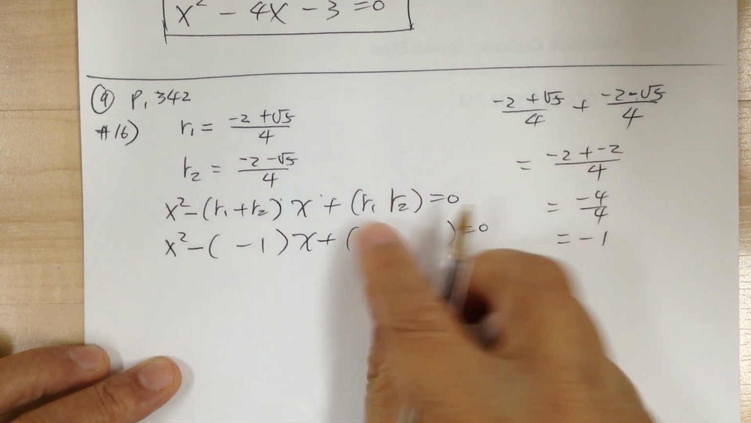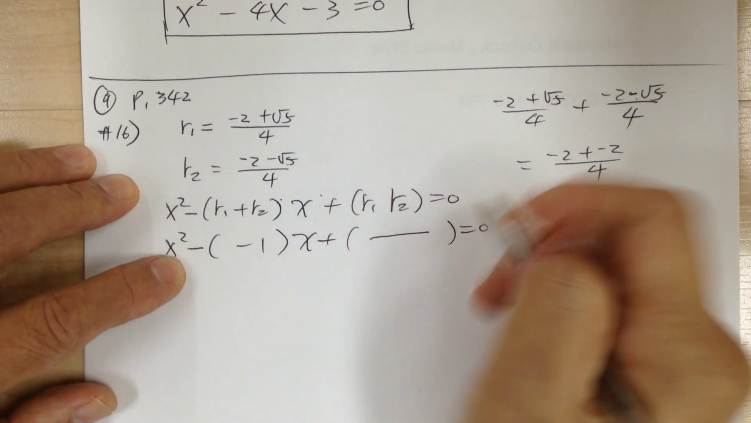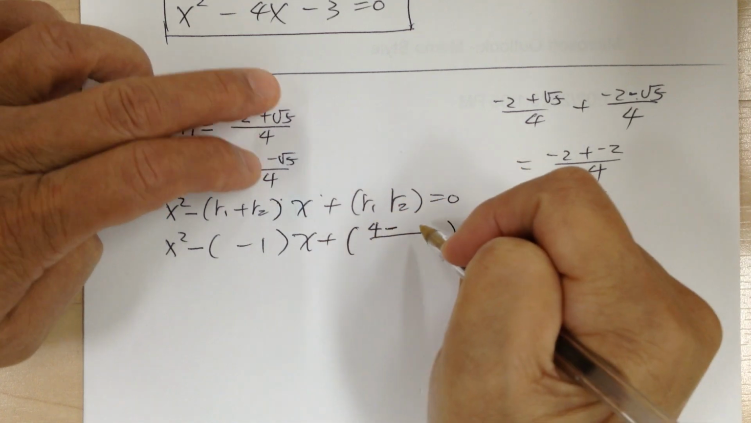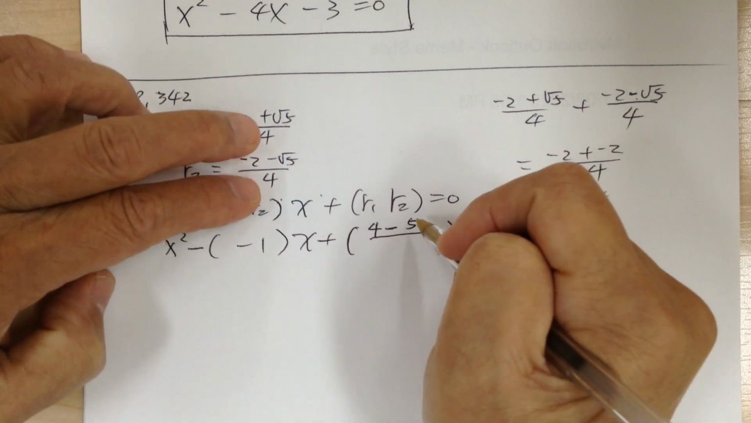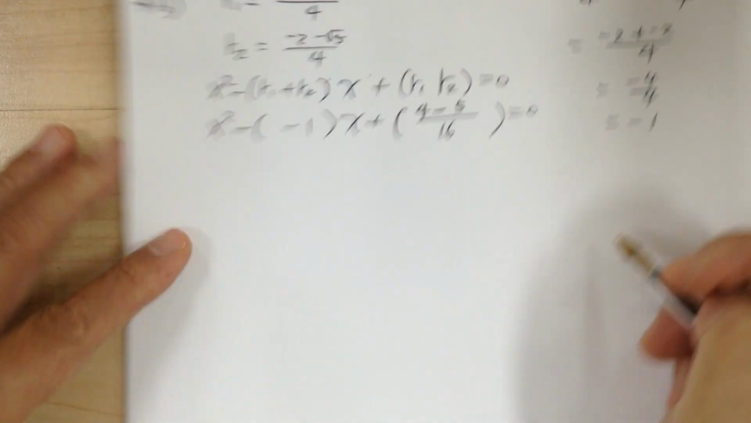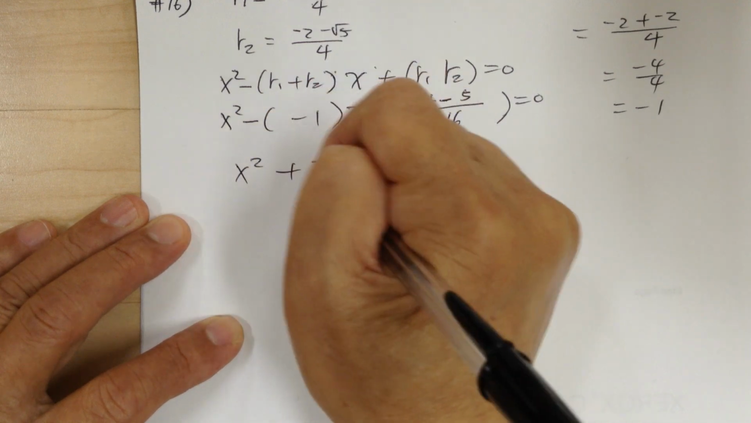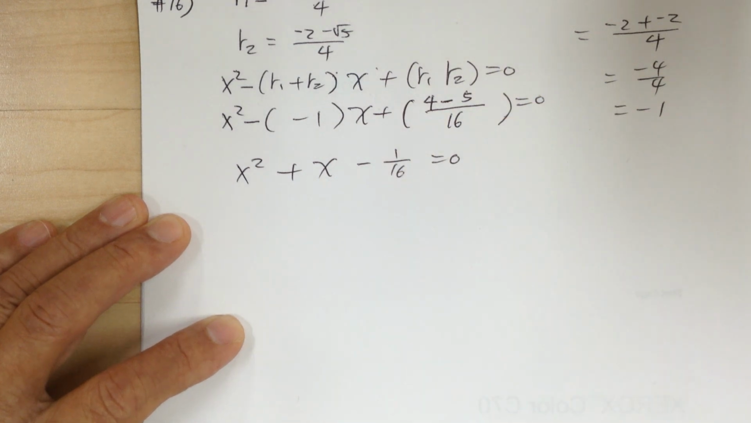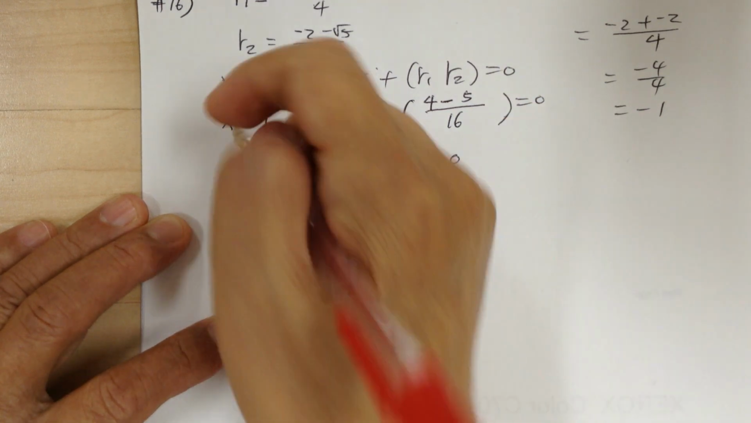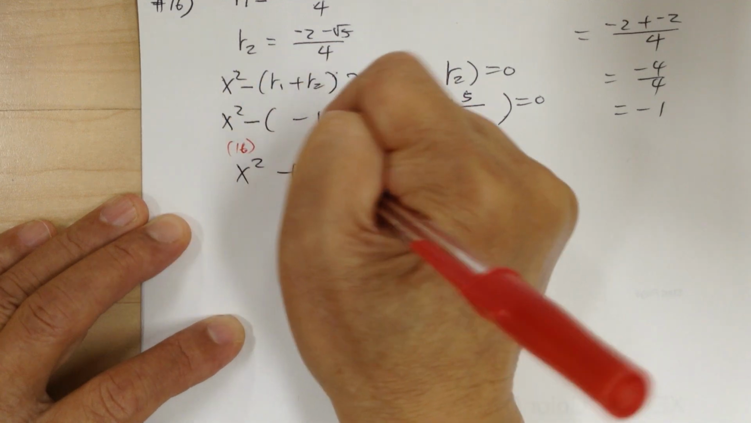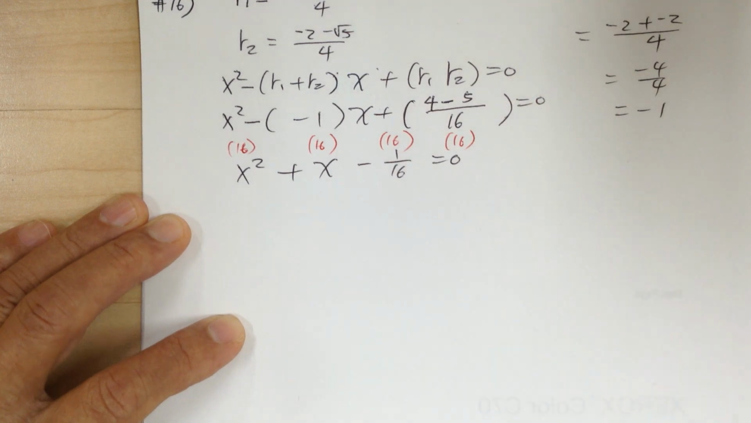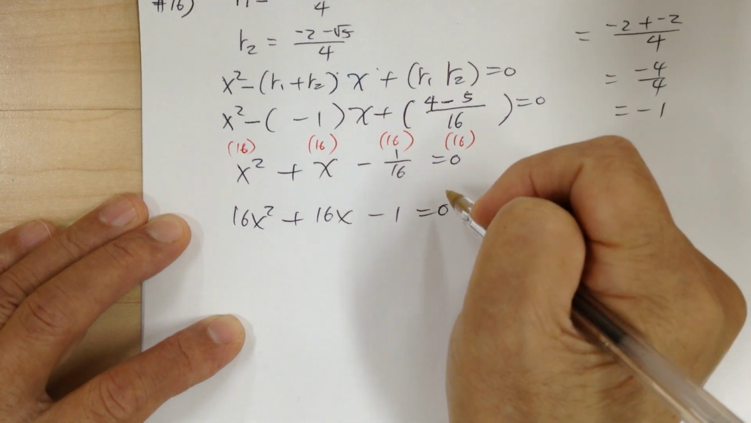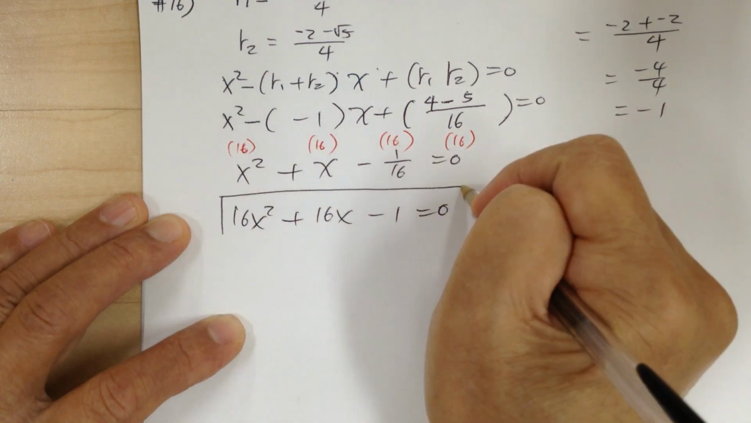Plus, again, when you multiply the conjugate, you multiply each corresponding part. So negative 2 times negative 2 is 4. Plus times minus is minus. Square root of 5 times square root of 5 is 5. And on the bottom, 4 times 4 is 16. So you end up with x squared plus 1x, and this would be minus 1 over 16 equal to 0. But your final equation cannot have any fraction, so you have to multiply it by 16. So you're going to get 16x squared plus 16x minus 1 equal to 0, and this would be your answer.